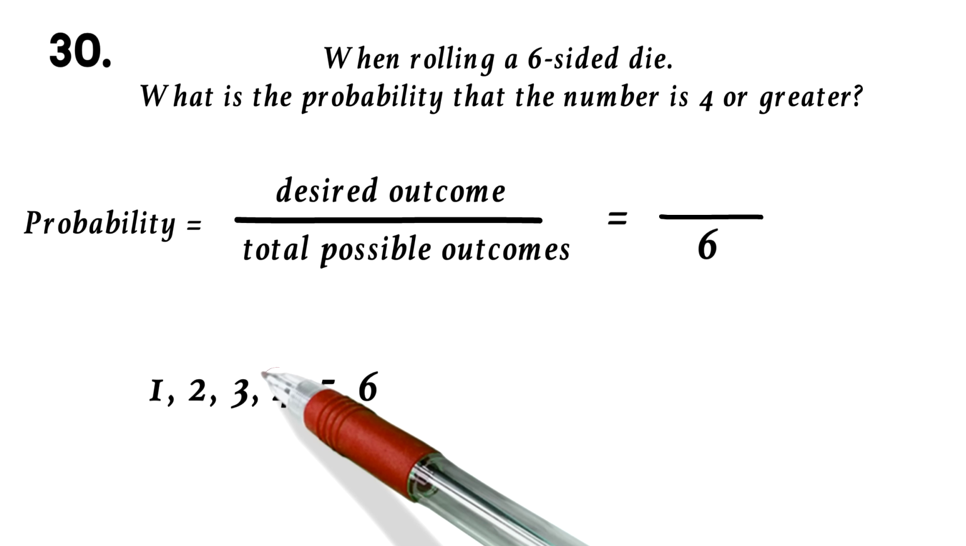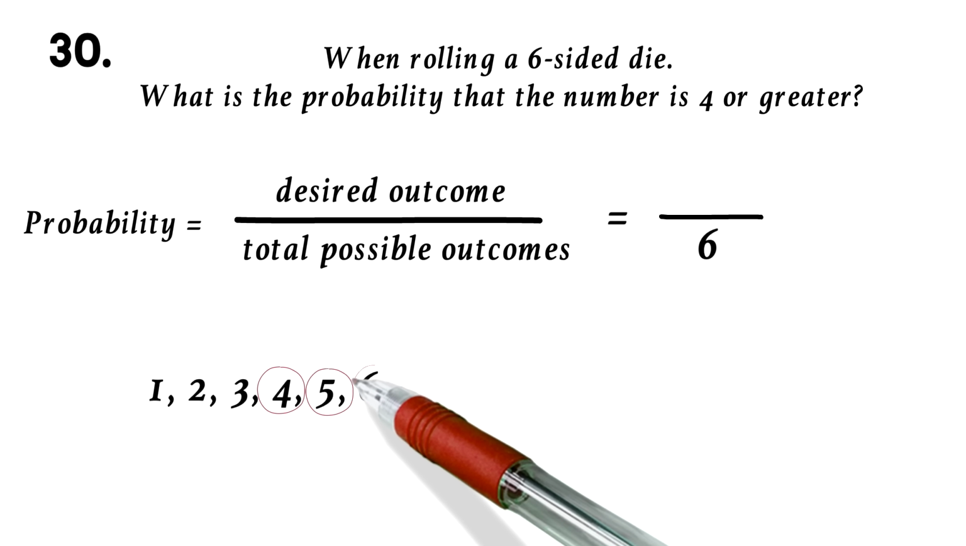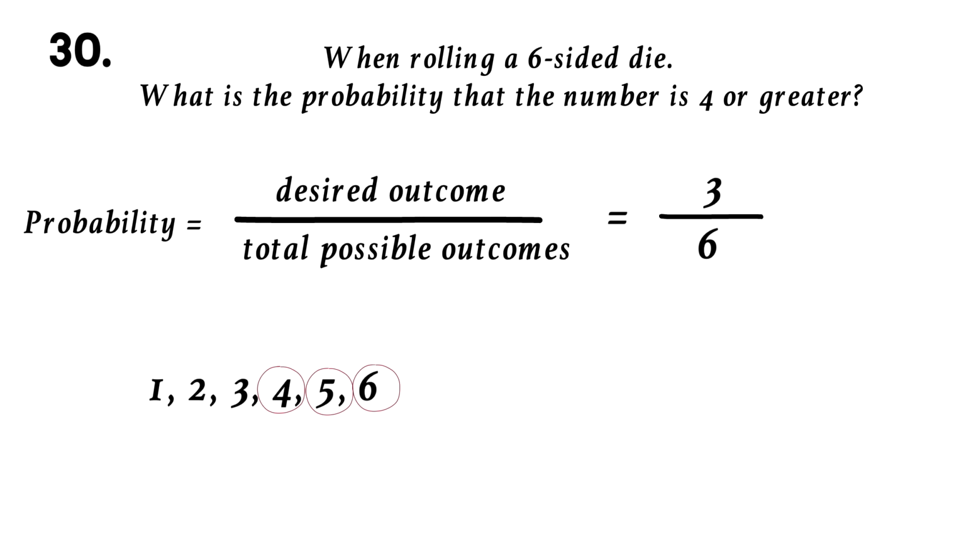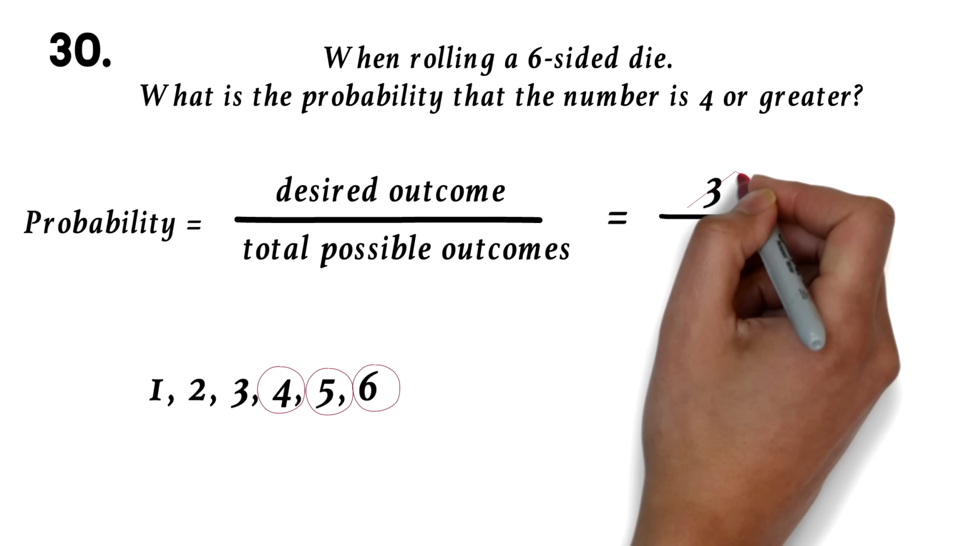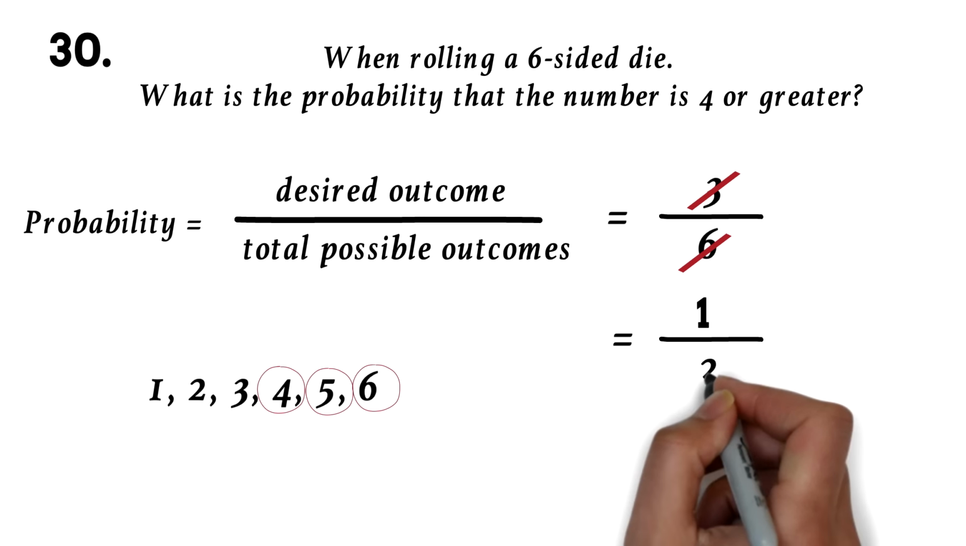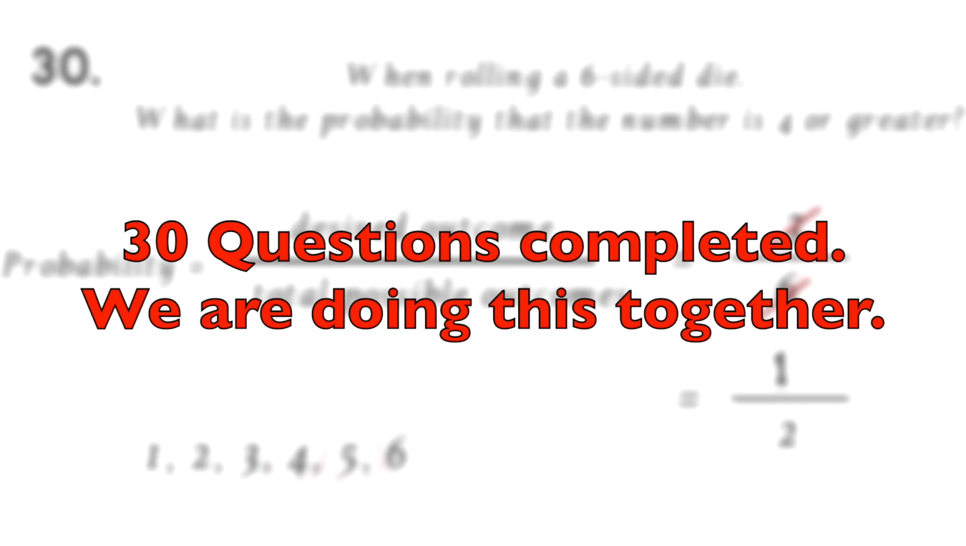We want the outcome to be 4, 5, or 6. That is 3 desired outcomes. So we divide. 3 divided by 6. This will give us 1/2 as our final answer.